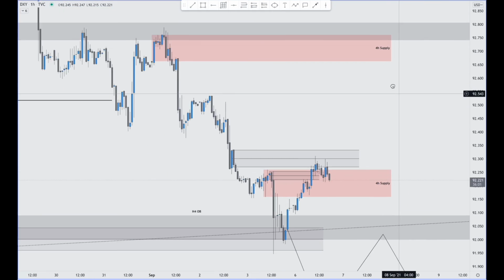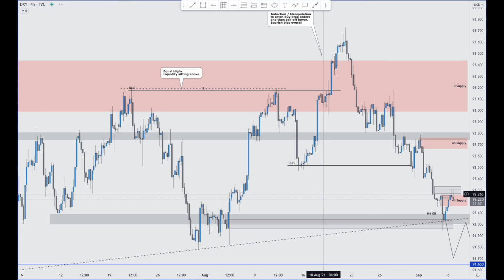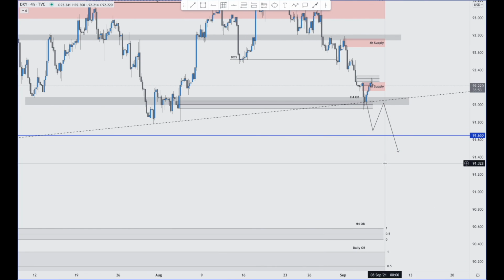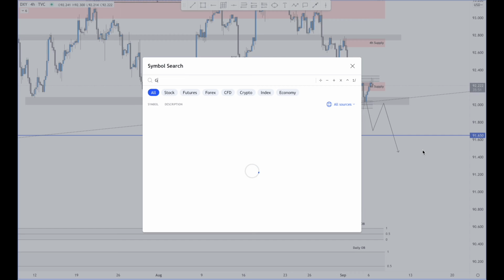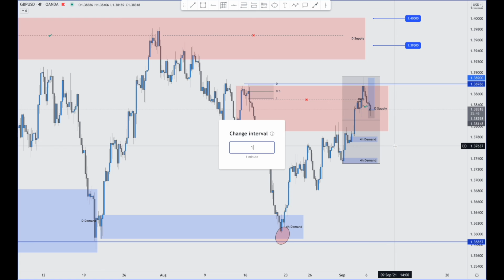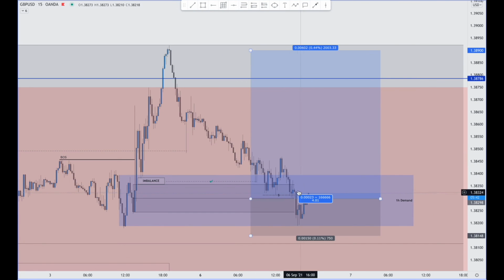If the DXY continues lower towards perhaps that level there, and ideally breaks that zone, retests and continues lower down here as I would like, that would also potentially translate onto GBP USD moving to the upside and therefore being favorable for this open position.